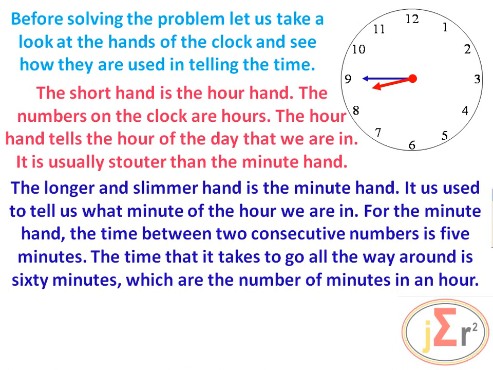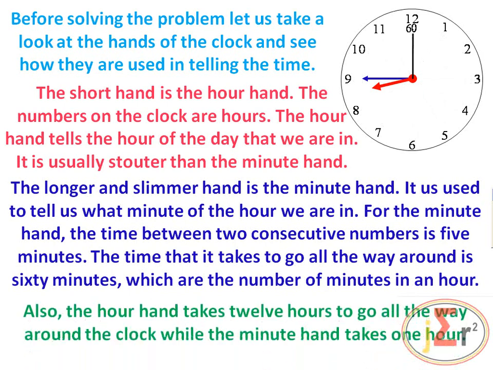How many minutes in an hour? 60 minutes. Therefore, the minute hand takes how long to go all the way around the clock? 60 minutes. And 60 minutes represent 1 hour. So notice it going all the way around: 60 minutes. So the minute hand will take how long? 60 minutes to go all the way around. That's the minute hand.